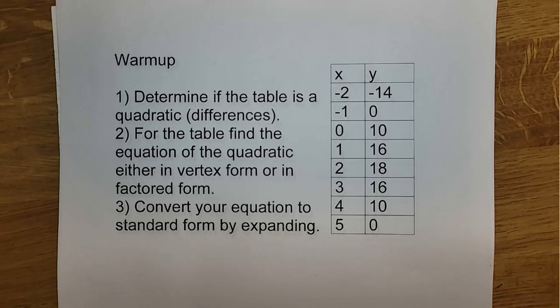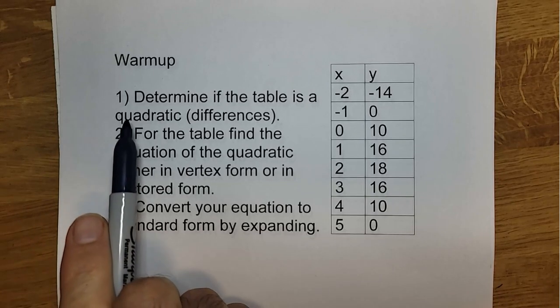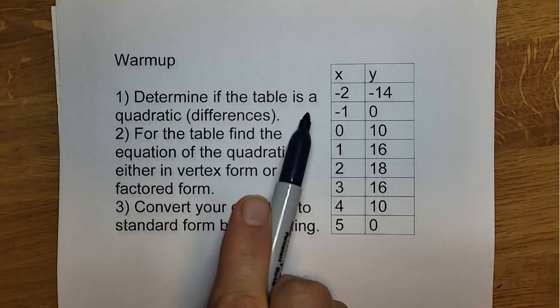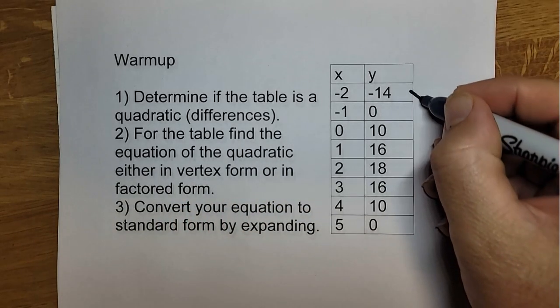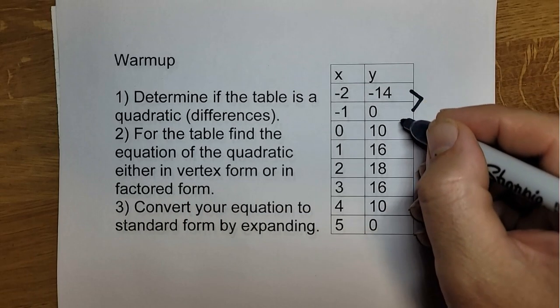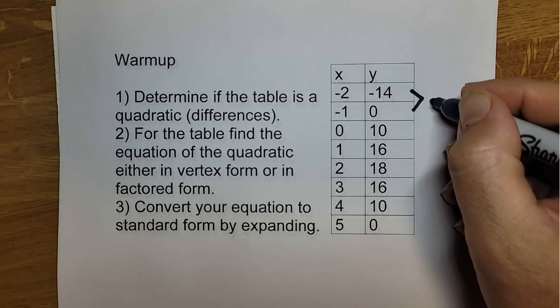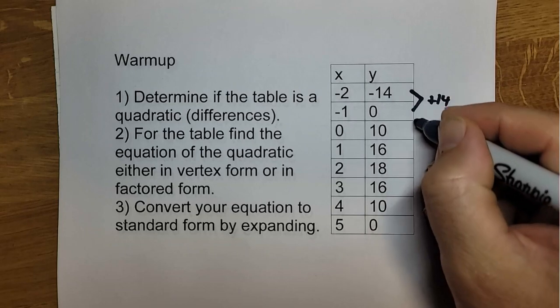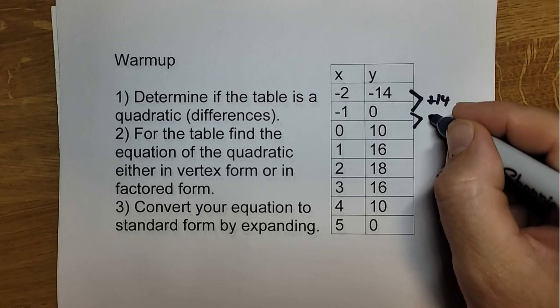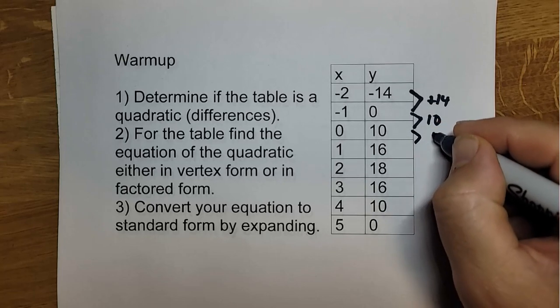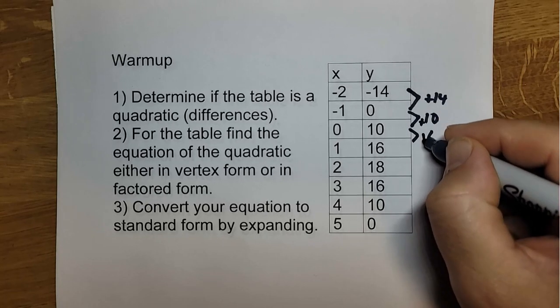Okay, at this time, I am going to answer this question. We'll start off with number 1 here. Determine if the table is a quadratic. So first we're going to do the differences here. To get from negative 14 to 0, you have to go up by 14. And then to get from 0 to 10, you go up by 10. And then you go up by 6, so these are all positive.